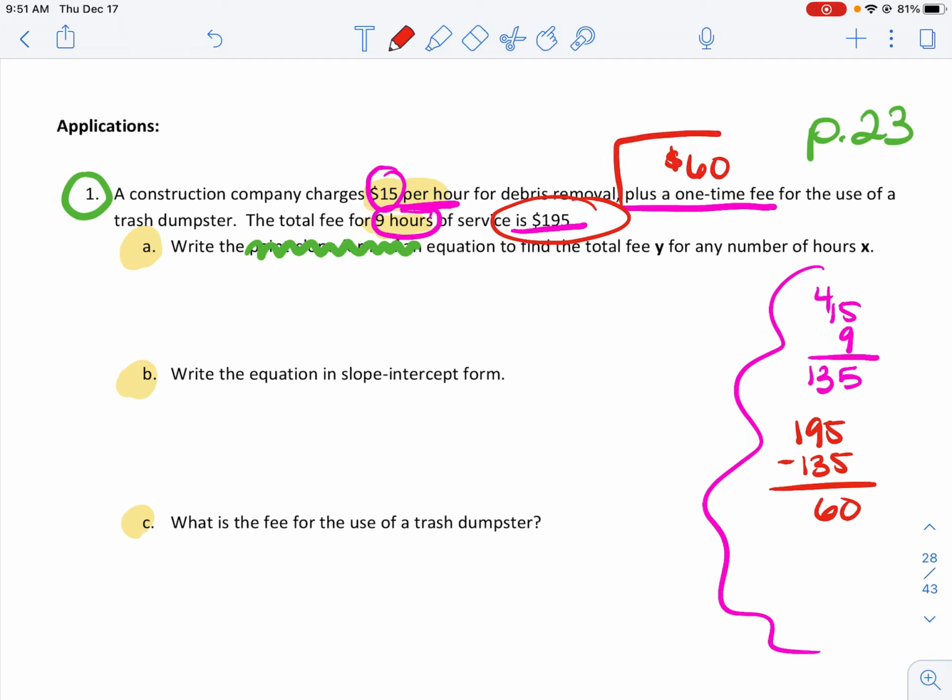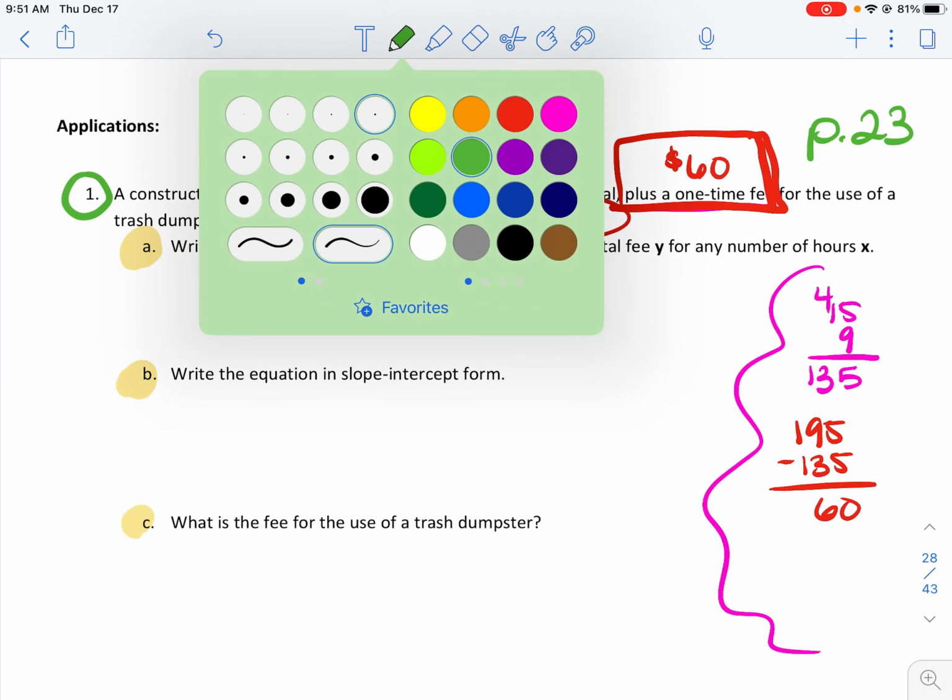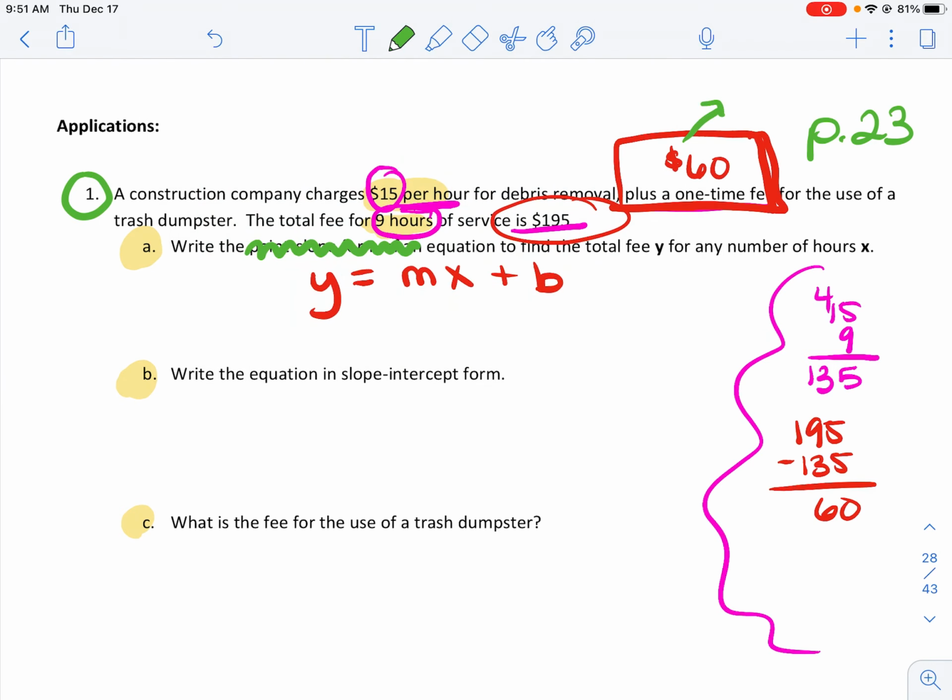This might be more like what you see on the test, my loves. The fee is $60. So let's write our equation of the line. y equals mx plus b. The one-time fee is always going to be our b value. So no matter what, you have to pay $60 to rent this.